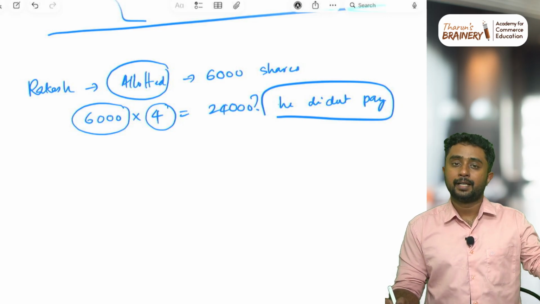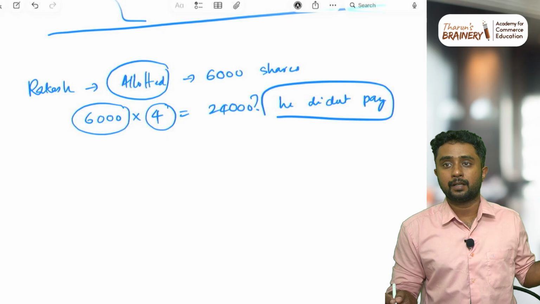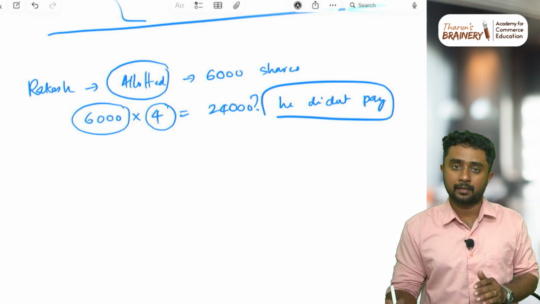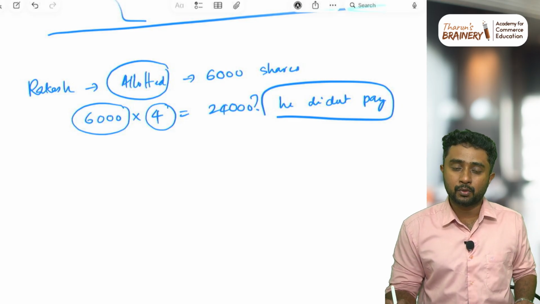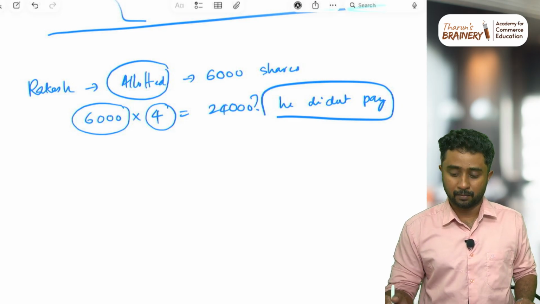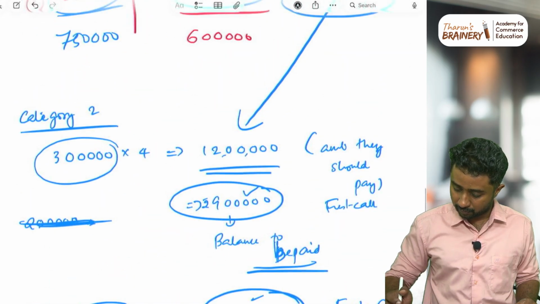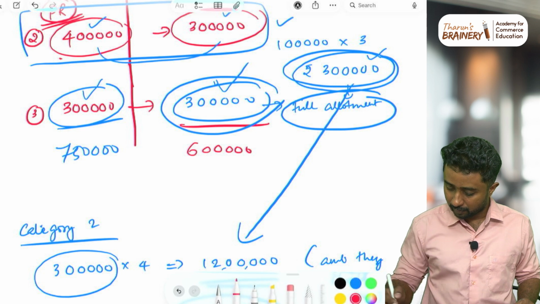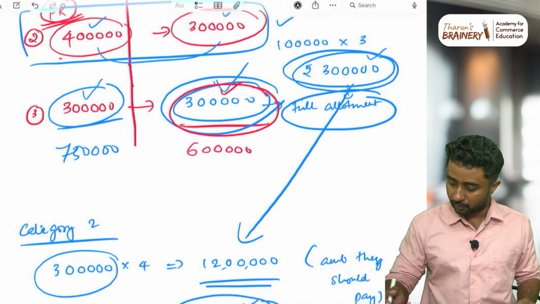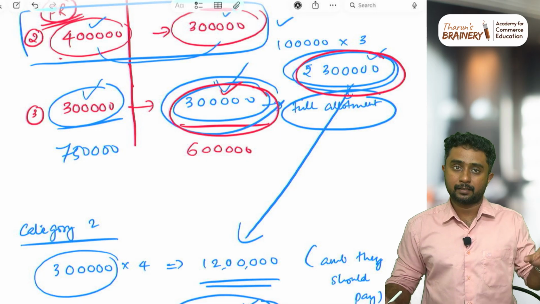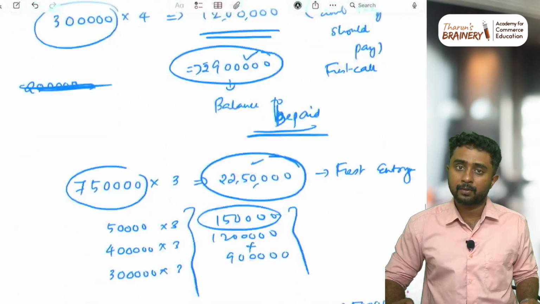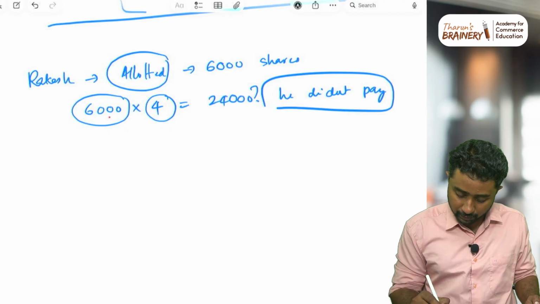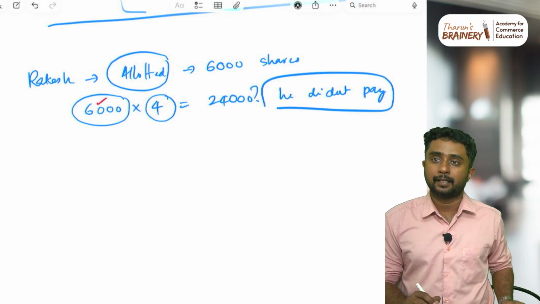Why? Because actually he belongs to a category where in total we have received more applications. That means he also has applied for extra shares, and his extra money is used for which one? First call. Because we are already using 3 lakh rupees for first call. In this 3 lakh rupees which we received extra, whose money is also there? Rakesh's money also. So we need to find out how much money is used. For that purpose, we need to find out first how many shares he has applied for.